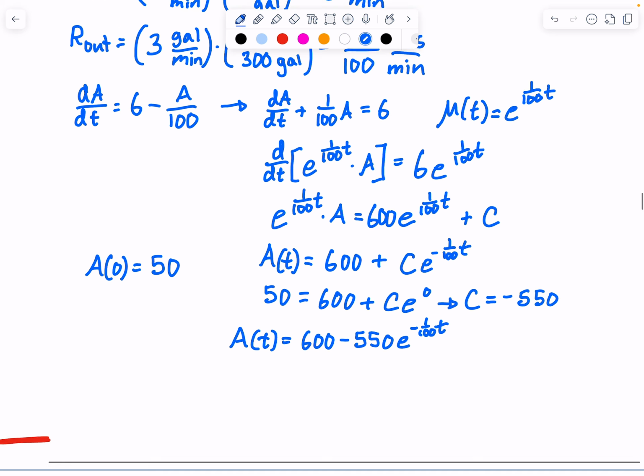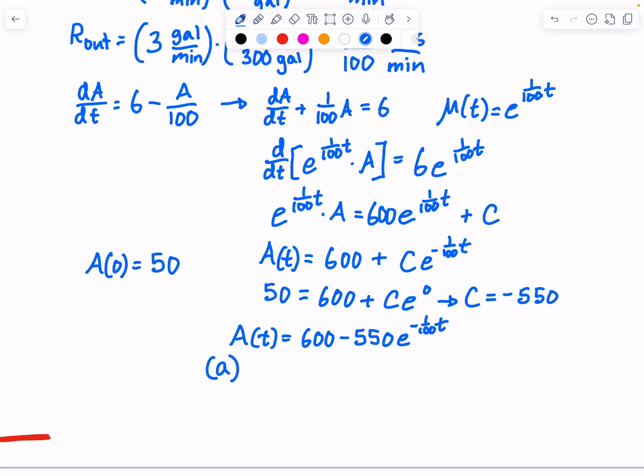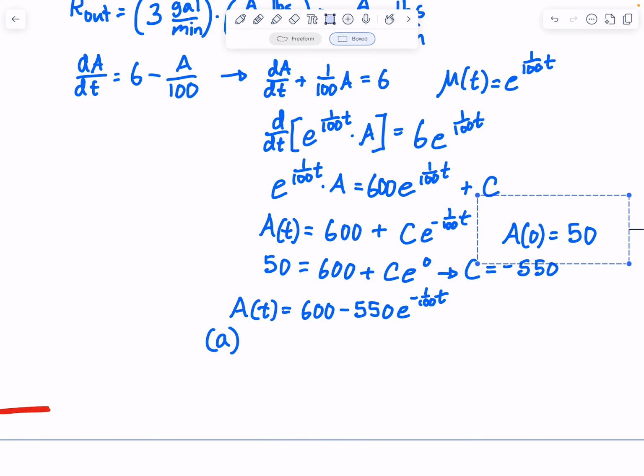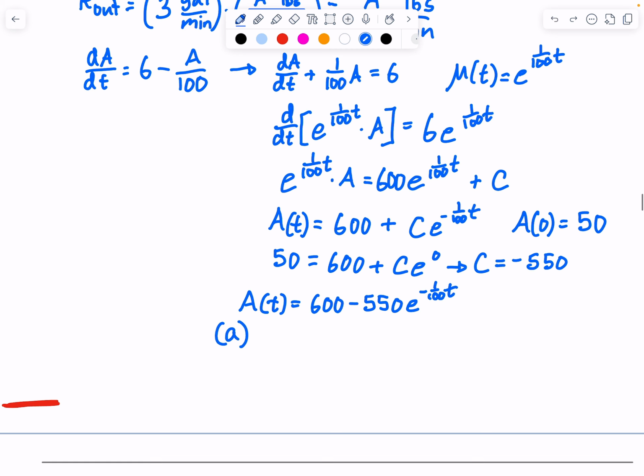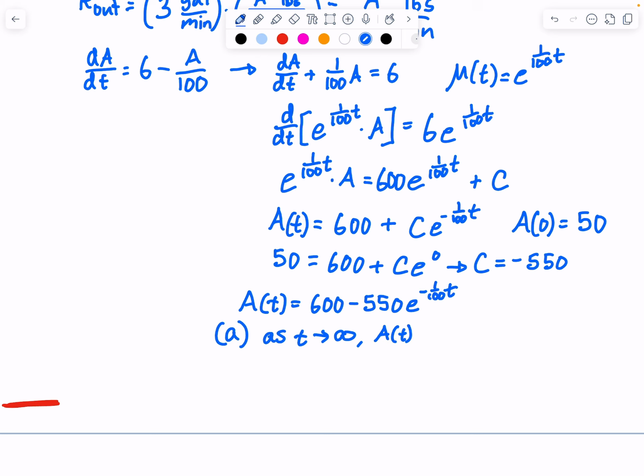All right, so problem A, let's go ahead and answer both. I'm going to move this A0 because we're going to use that little area here in a moment. So I'm going to put it right there. So little a, we have our A of t. And we're going to say what happens to A of t as t goes to infinity. So here, we'll just write it out since we have A of t right above it. As t goes to infinity, A of t, right? Okay, well, if you look at that, since that negative, that would go to the bottom, and then e to the 1/100th t is just getting bigger, meaning that's going to go to 0. So it's going to go to 600 pounds over time.